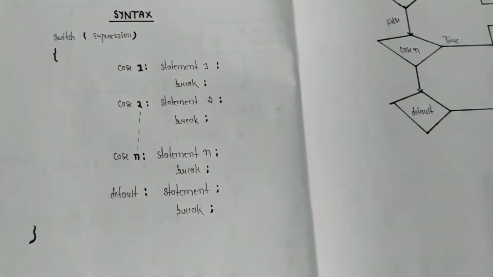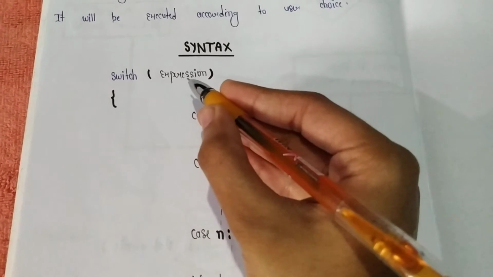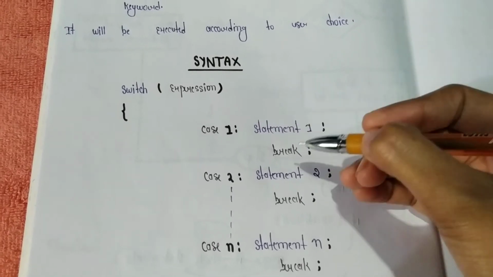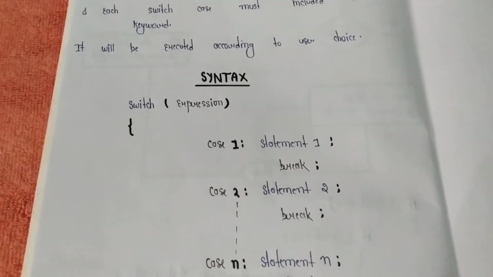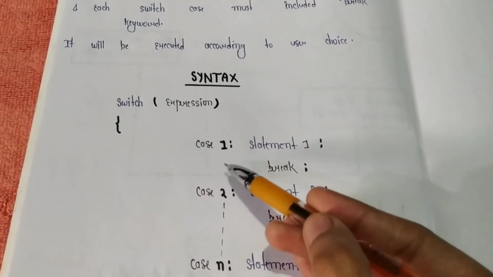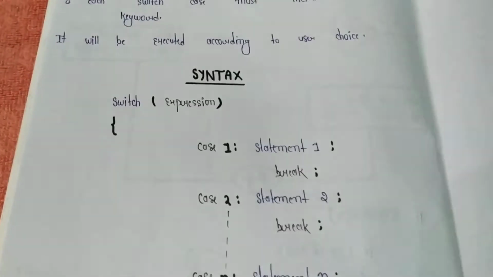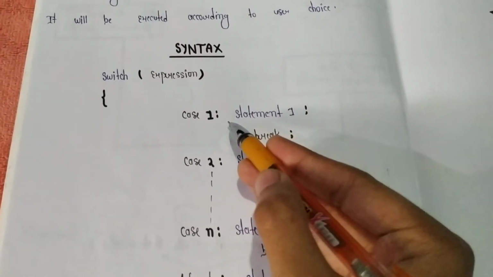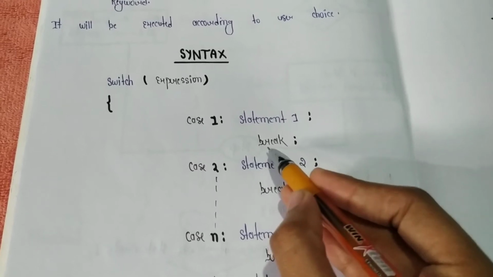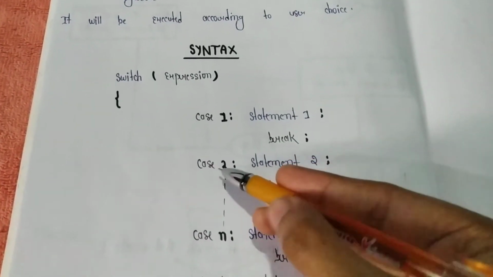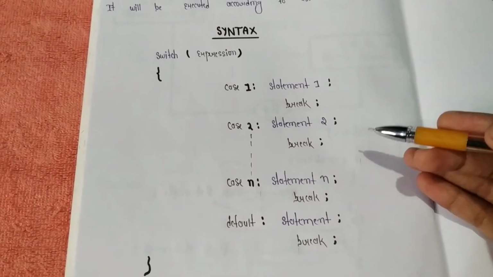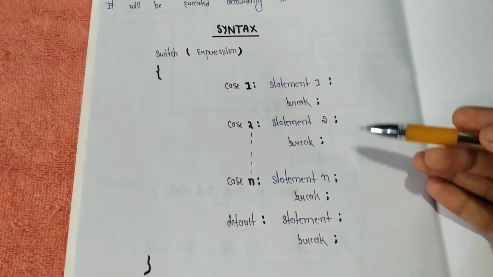So here we can see switch, and here I am writing an expression. You can write any integer constant or any variable also, and after that curly braces are started, and now we will write case 1, case first, and for case first we would write the block of statements first, and after that we use the break keyword. Like this, case second and block of statements second. So like this we can write multiple cases, and we will write the default case after.